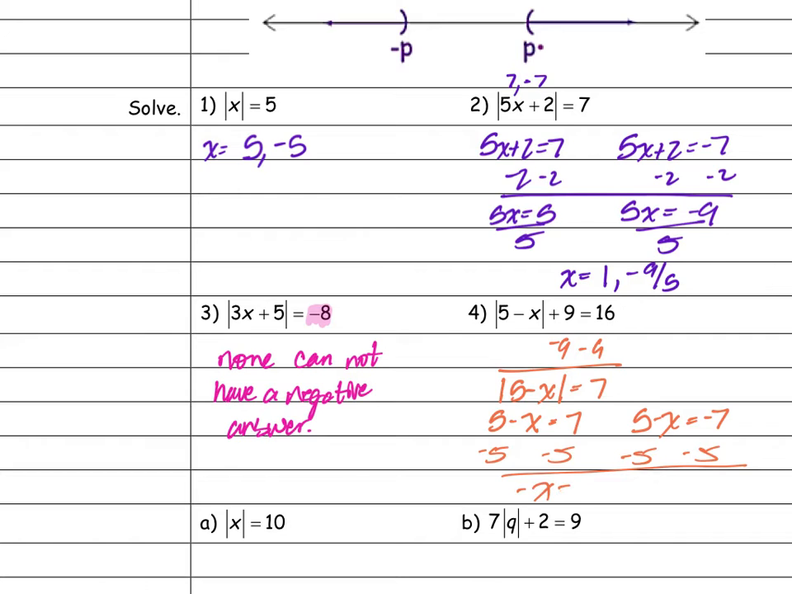Negative x equals 2 and negative x equals negative 12. So that means x can either equal negative 2 or positive 12. Because if negative x equals positive 2, then positive x will equal negative 2, right? Divide by negative 1. So there's my answer for this one.